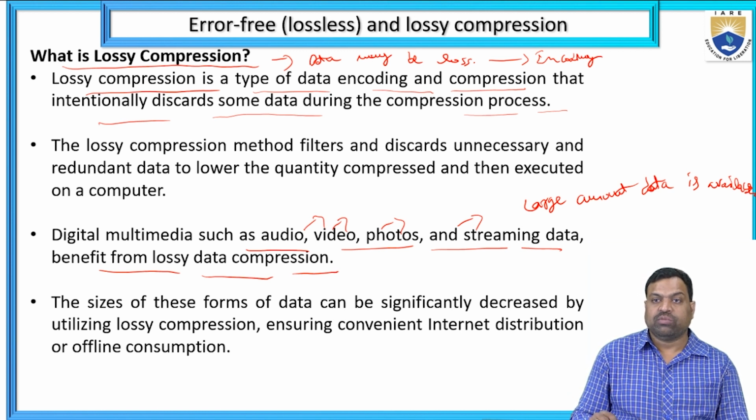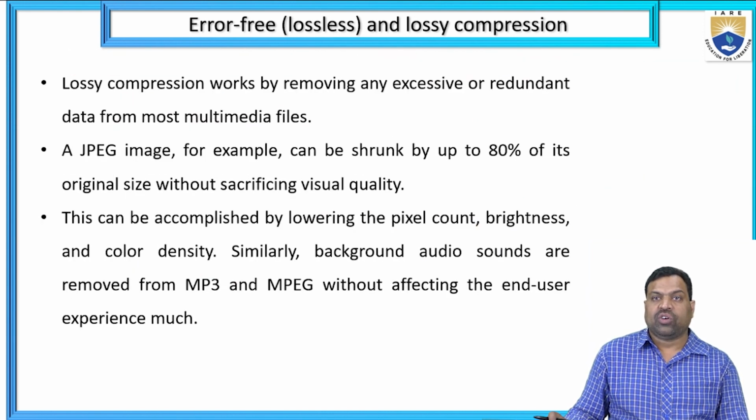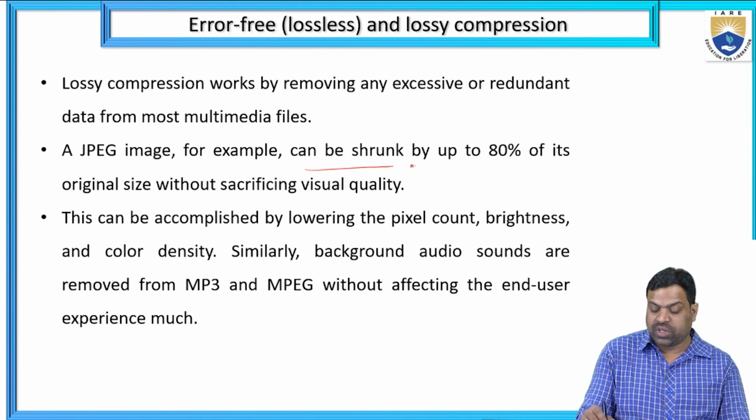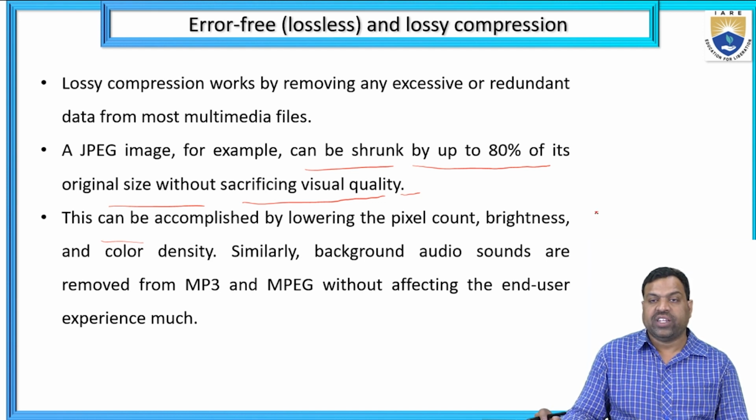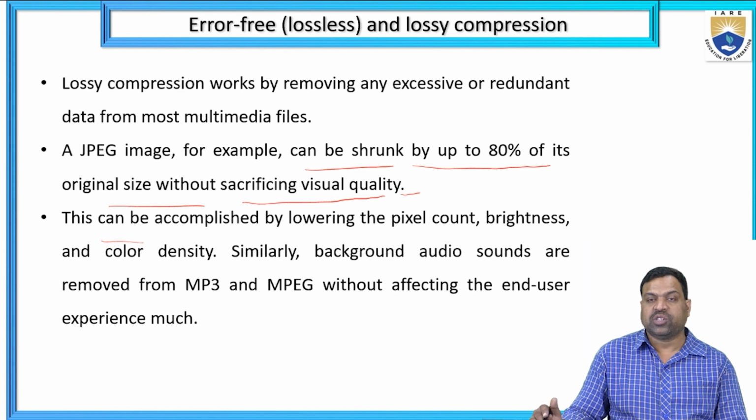The sizes of these forms of data can be significantly decreased by utilizing lossy compression, ensuring convenient internet distribution or online consumption. Lossy compression works by removing excessive or redundant data from most multimedia files. A JPEG, for example, can be shrunk by 80% of its original size without sacrificing visual quality. This can be accomplished by lowering the pixel count, brightness, and color density. Similarly, background audio sounds are removed from MP3 or MPEG without affecting the end user experience much.